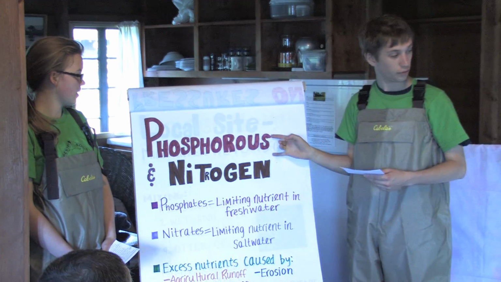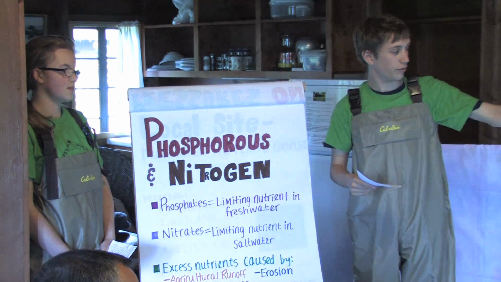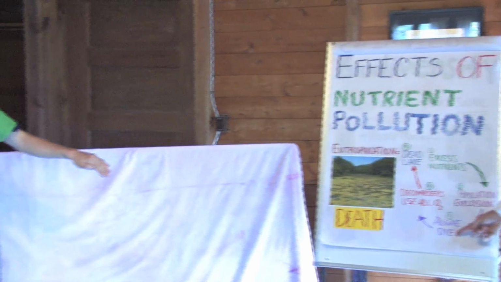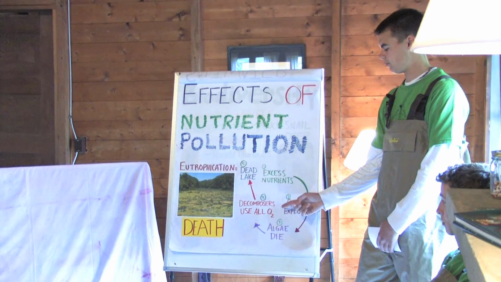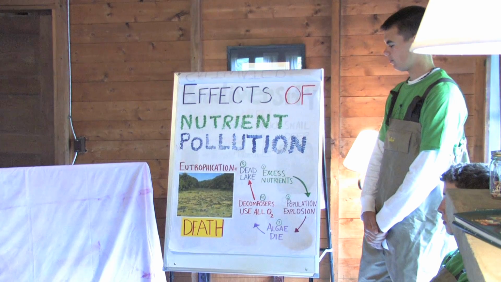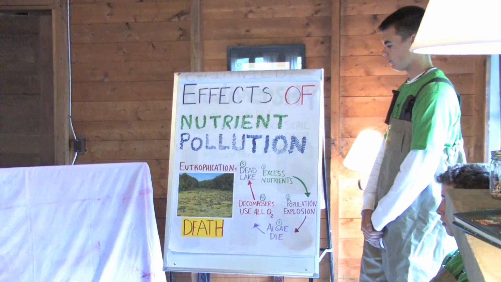And when these two pollutants get into the water, they cause a cycle in which the excess of nutrients causes a population explosion of algae. And then once the algae die, the decomposers use all the oxygen in the water decomposing them, which drains the lake of oxygen, so fish and other aquatic species can't survive.